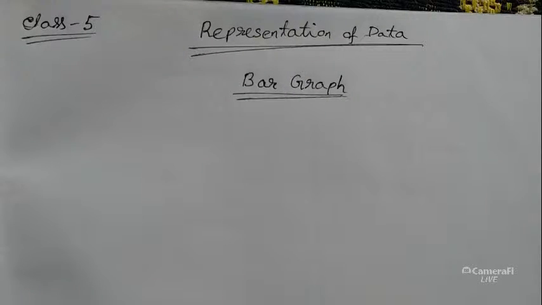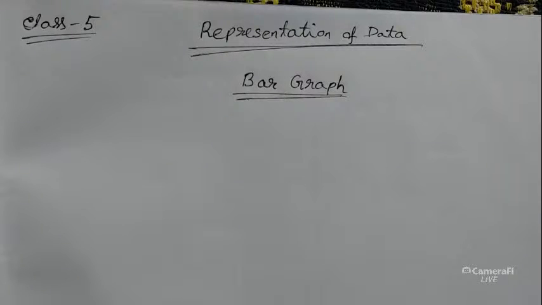On today's chapter, representation of data, the topic is bar graph. Last day we discussed pictograph, that is a picture representation of the given data. The data is represented by some pictures. Now, bar graph is a representation of the data, but in a different way: by drawing rectangular bars on a particular axis.